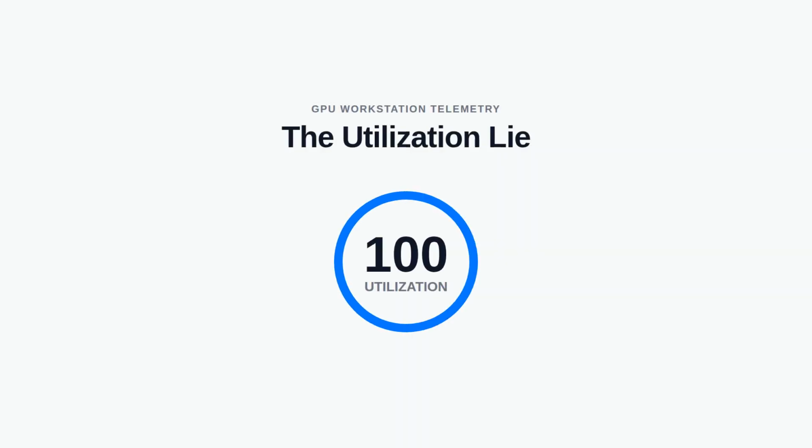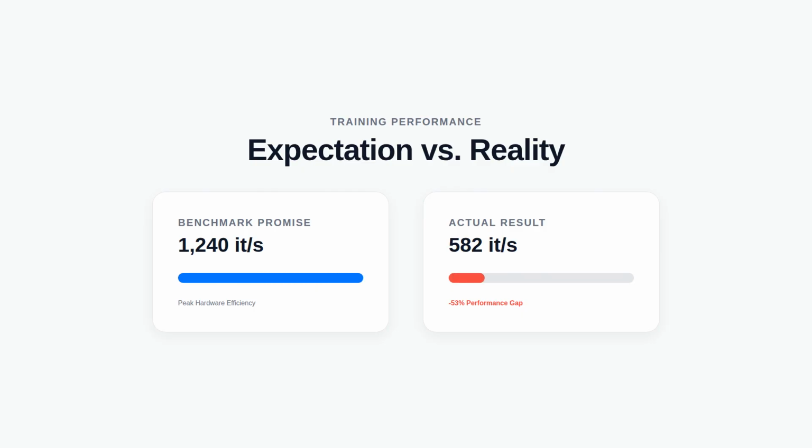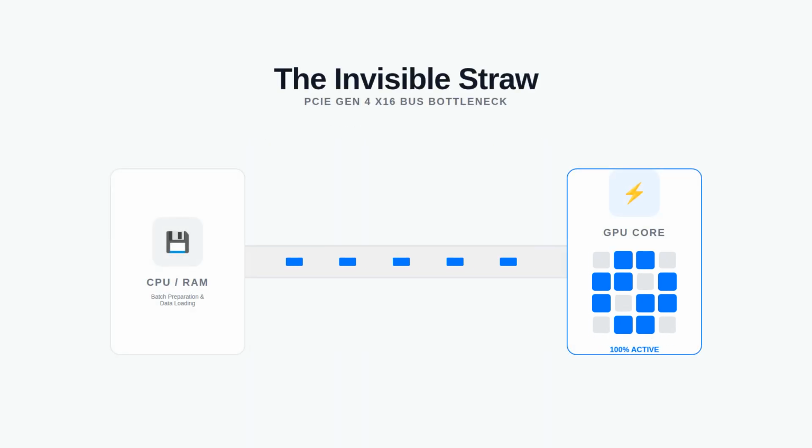You've just unboxed a multi-$1,000 GPU workstation. You fire up a large language model training run, and the dashboard looks perfect, 100% GPU utilization. But as you check the wall clock time, something is wrong. The iterations are taking twice as long as the benchmarks promised.